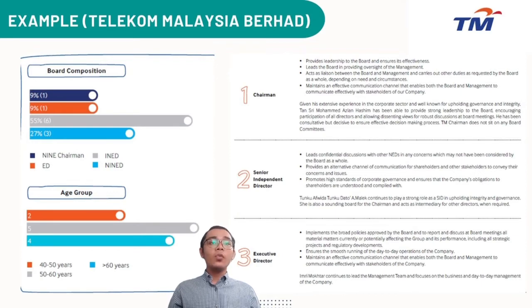This is a full slide for the governance example. The board composition is a statistic that shows the board members in the organization. For the chairman, senior independent director, and directors, all the points show that the company has a structure and role for each director.